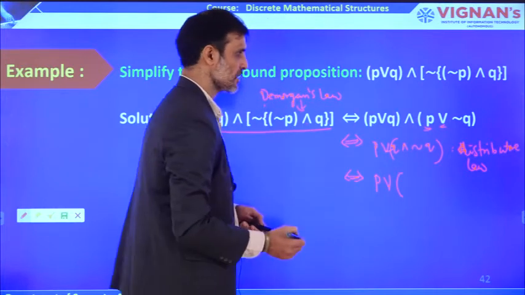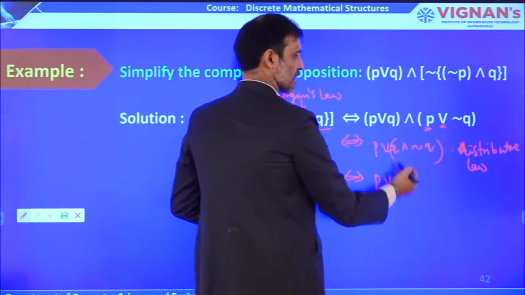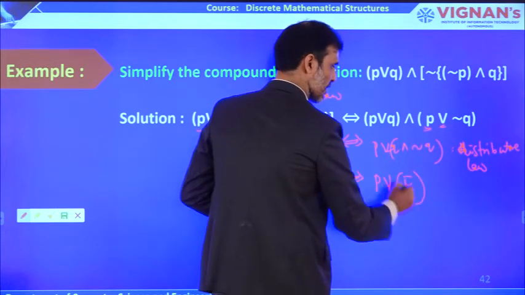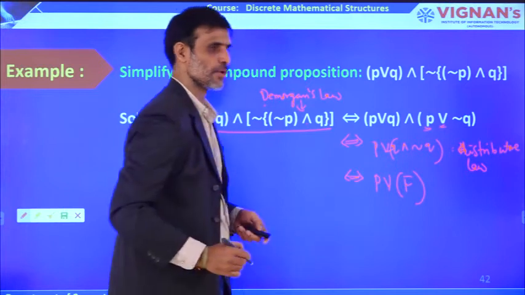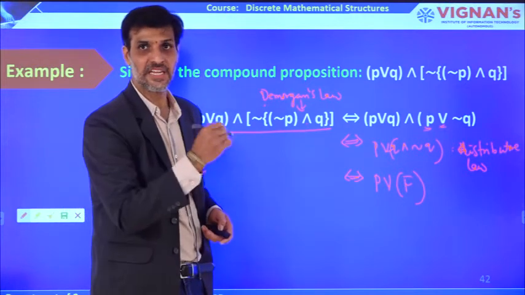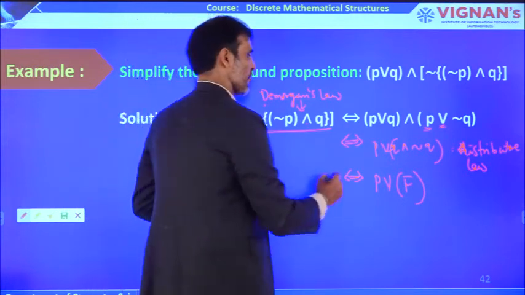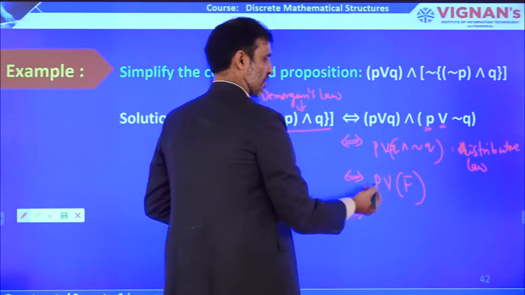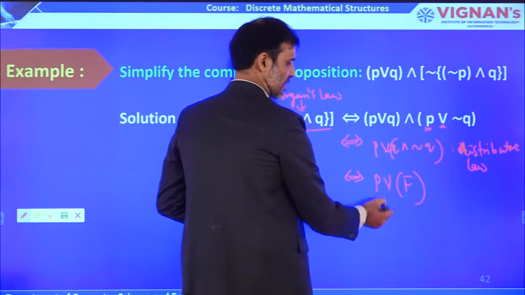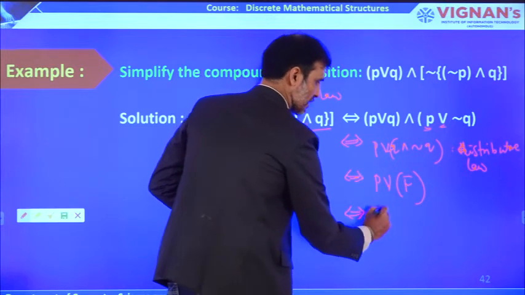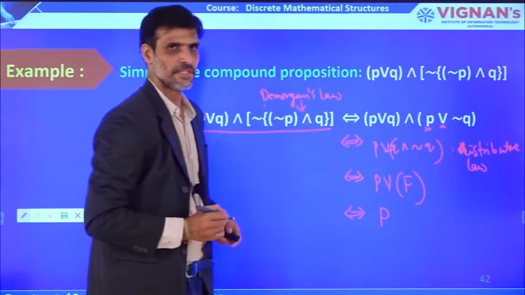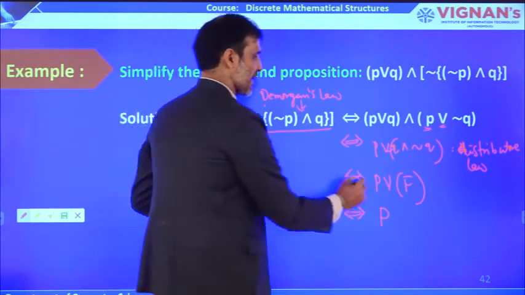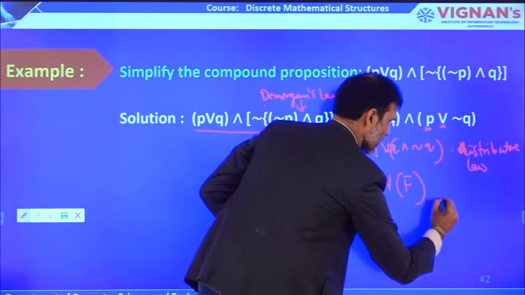What is Q and negation Q? True and false is false, false and true is false. You will get a contradiction. Already we discussed Q and negation Q under the negation laws. So what will you get finally? P or F. Whatever you take as a false value, you will get the same P, that is P or F. We discussed already the identity law. So by the identity law, you can apply it here.